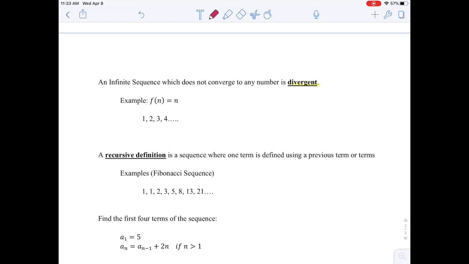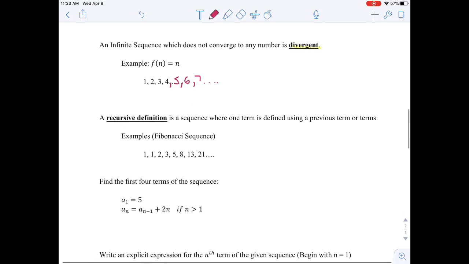Okay, we have 1, 2, 3, 4, and then it would be 5, 6, 7. It's not going anywhere. These numbers are just getting larger and larger and not converging to anything.